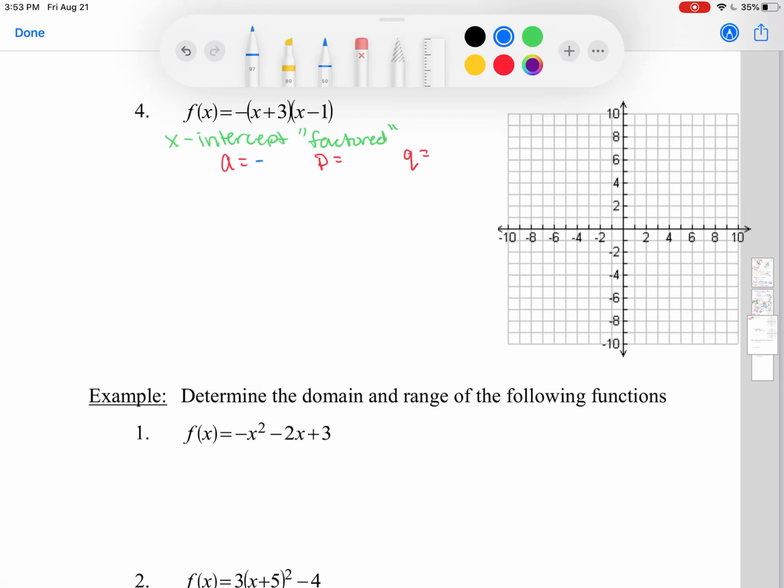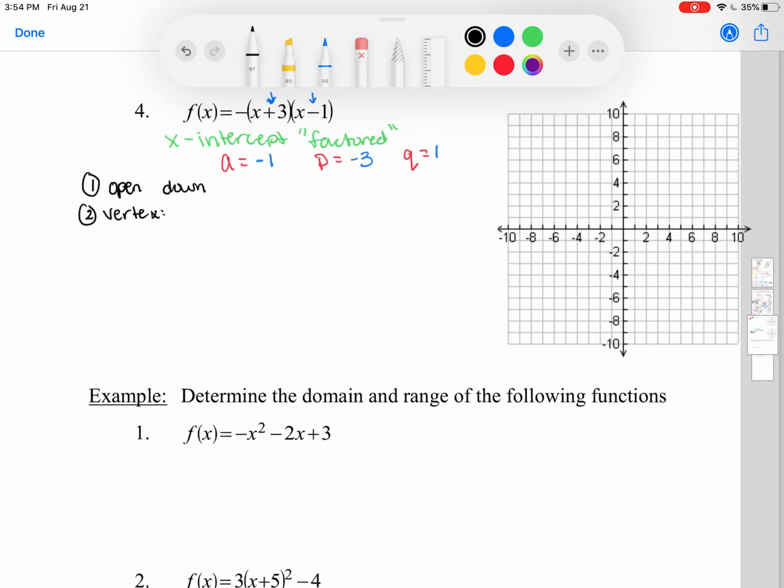So our A value out front is going to be a -1 this time. Our P value on the inside is going to be the opposite of what we see of that first set of parentheses. So our P value on the first one's a -3. And our Q value, again, is the opposite of what we see, and it will be a +1. Then we move on to our steps. Step 1, identify if it's going to open up or open down. Our A value is negative here, so we see that it's going to open down. Step 2 is to identify the vertex.